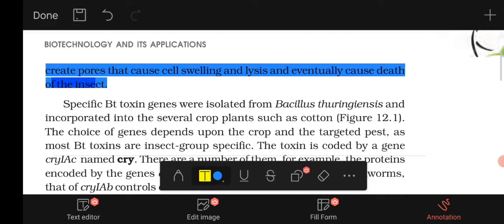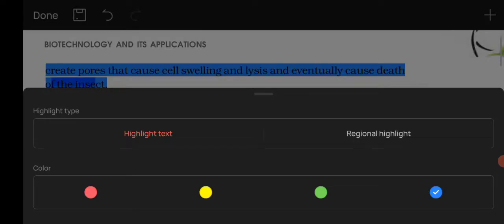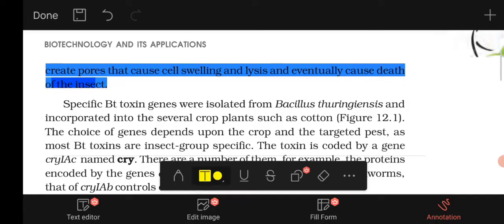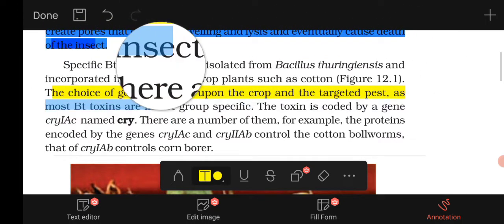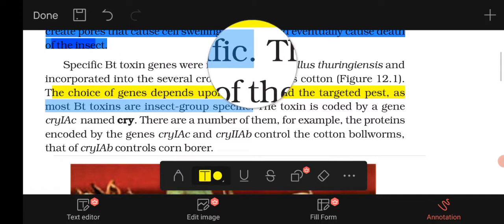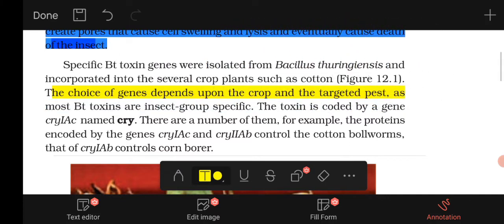I've already told you that this is insect group specific. So it depends upon the crop and the targeted pest, as most of the Bt toxin genes are insect group specific. So just mark this. The choice of gene depends upon the crop and targeted pest, as most of the Bt toxins are insect group specific, and it is coded by a gene called the cry gene.